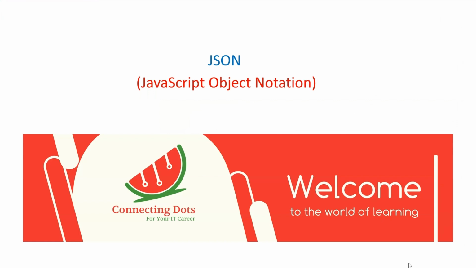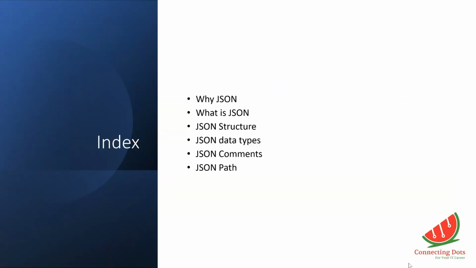In this session, let us discuss JSON, JavaScript Object Notation. Why JSON? What is JSON? What is the structure of JSON? Data types, comments. What is JSONPath? Everything you need to know about JSON in order to work in SailPoint IdentityNow, right?